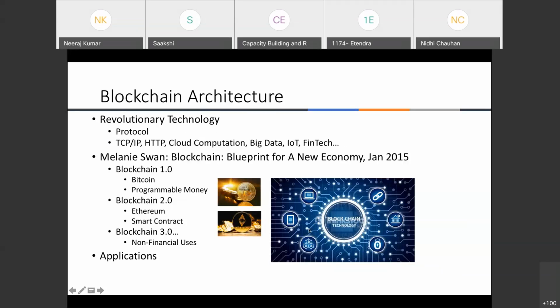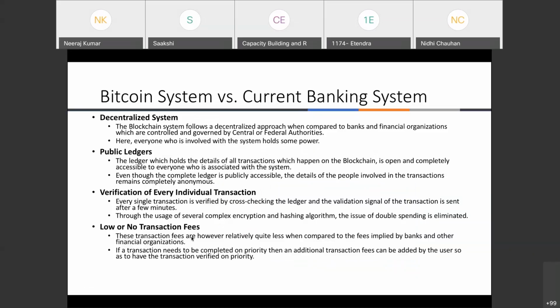Like it has the TCP/IP protocol, it has HTTP protocols, and there have been revolutions in the blockchain architecture, starting from blockchain 1.0, where we have Bitcoin and programmable money. Then in blockchain 2.0, we have smart contracts that are based upon Ethereum. Then we have blockchain 3.0, where we have non-financial uses and various applications associated with blockchain technologies.